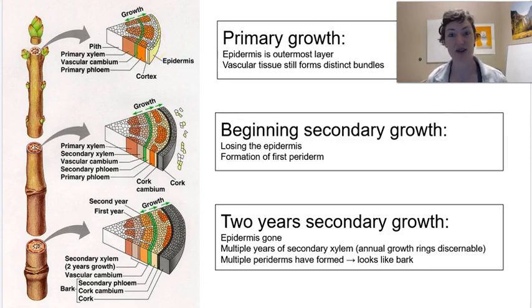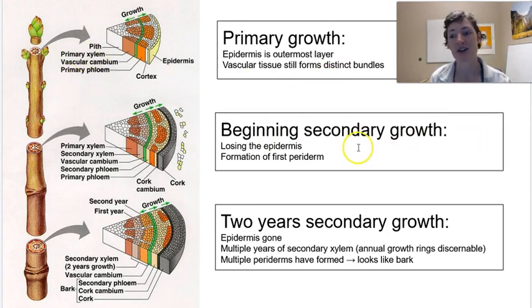So that is going to be super important for going into secondary growth, because that's going to become our vascular cambium, which again will produce our secondary vascular tissues, xylem to the inside and phloem to the outside. So primary growth, the epidermis is the outermost layer, vascular tissue still forms these distinct bundles.